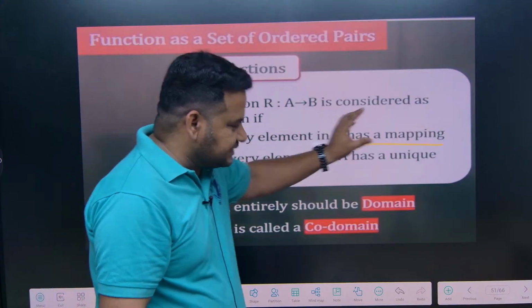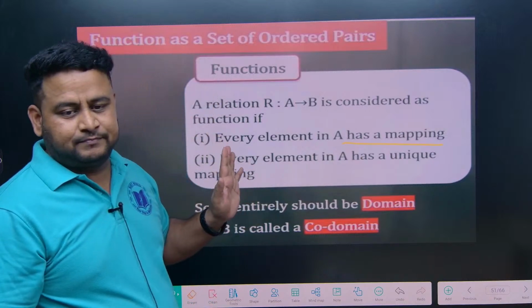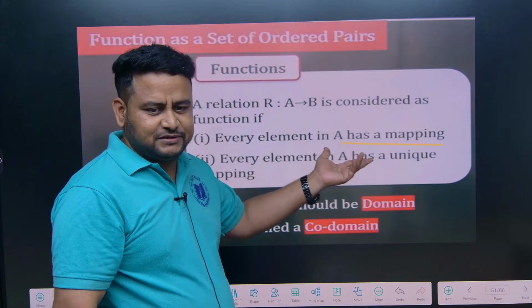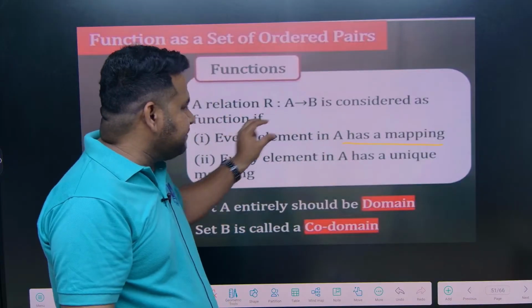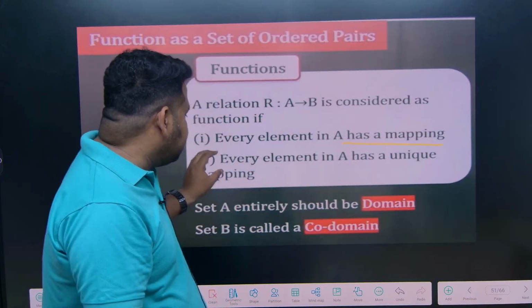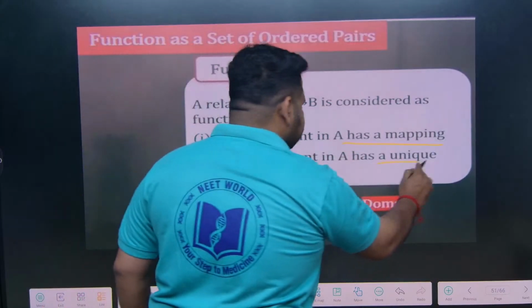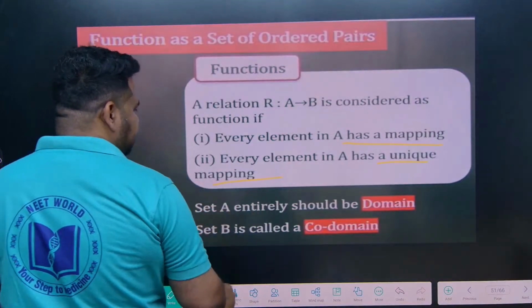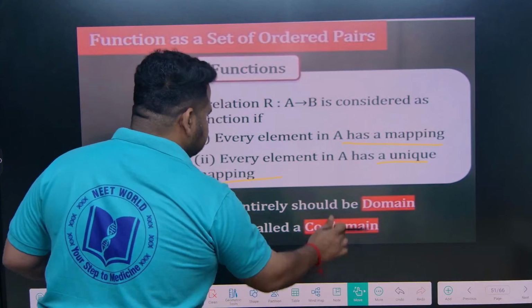Every element in A has a mapping, and also every element in A has a unique mapping. So see here, new terms are coming which are not studied in 10th. As a mapping, they are telling every element in A has a mapping. Then they are telling every element in A has a unique mapping. What does this mean?